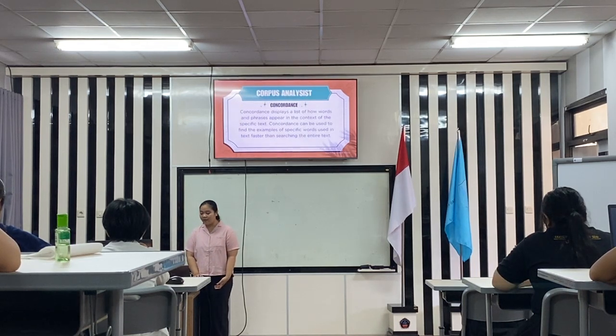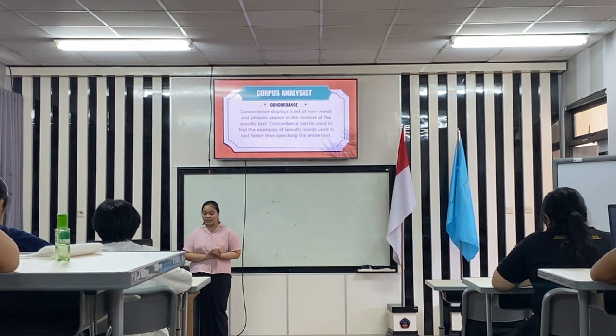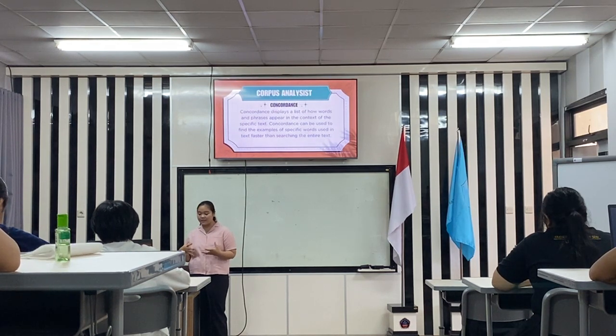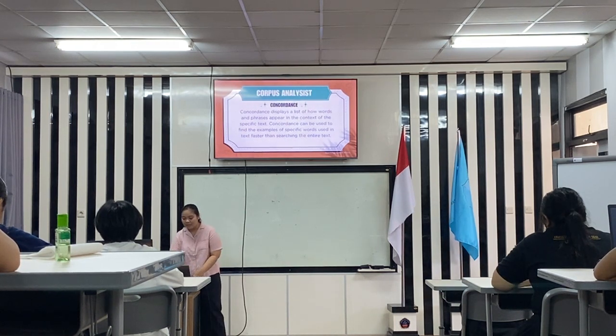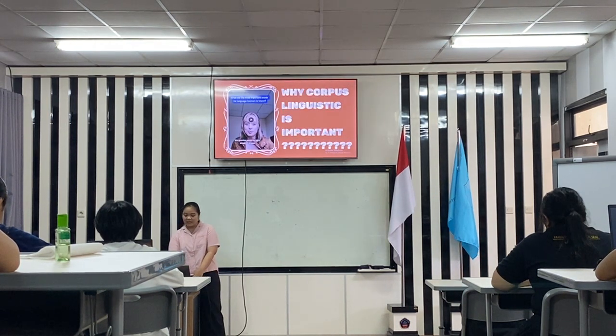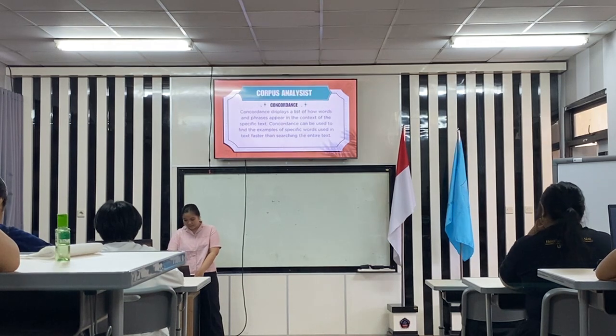And the last is concordance. Concordance displays a list of how words and phrases appear in the context of a specific text. Concordance can be used to find an example of specific words used in the text faster than searching in the text privately. An example of concordance is when we use a dictionary, right? To find words, we have the display on the first page. And that's about corpus analysis.